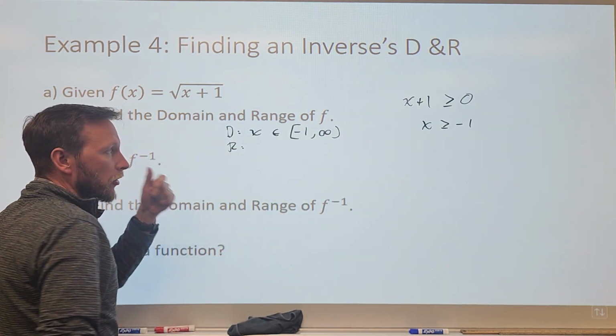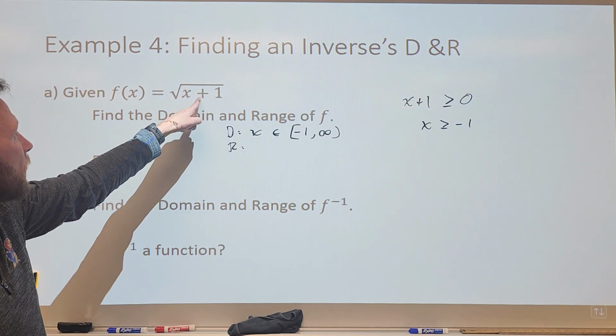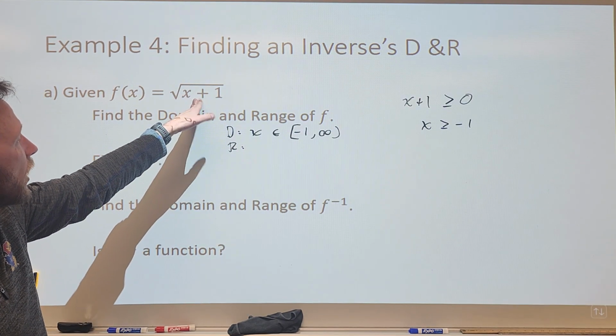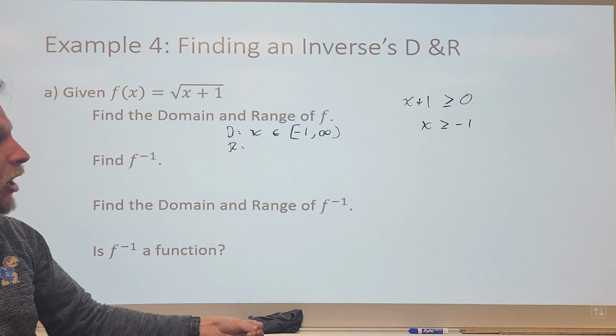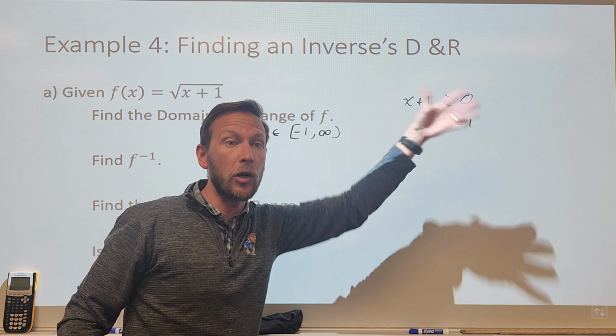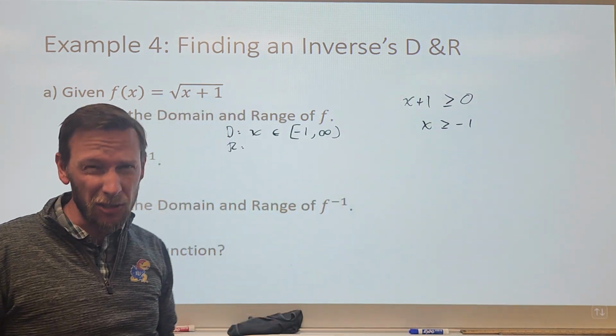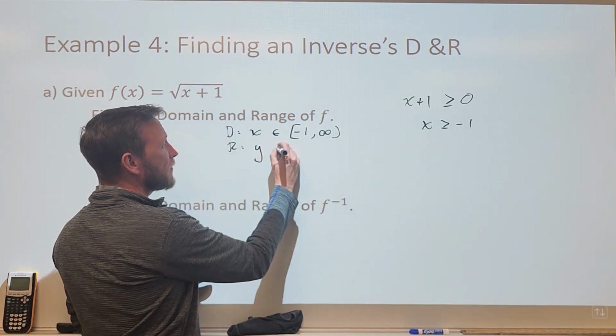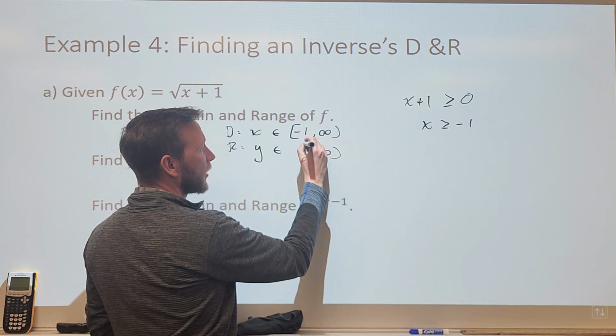The range, on the other hand, is dependent on how far this can go and what is going to be its lowest value output. Well, I can only get a square root that is going to equal 0. The square root of 0 is 0, and it's not going to go any lower than that. And so the y values will go from 0 to positive infinity.